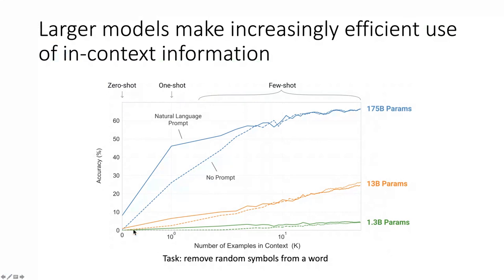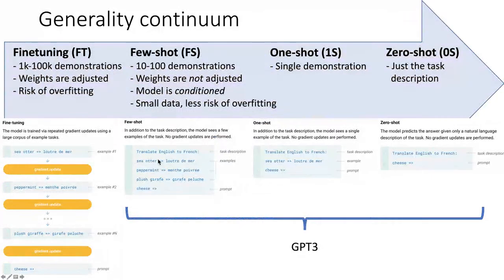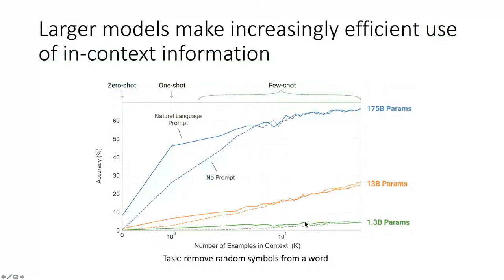And then the x-axis is the number of examples in context. So k here is, so here k equals 3, here k equals 1, and here k equals 0. So this is the x-axis, and then the y-axis is the accuracy on the specific task. And the task here is you take a word and randomly remove letters from that word, and the task is to fix the word basically.